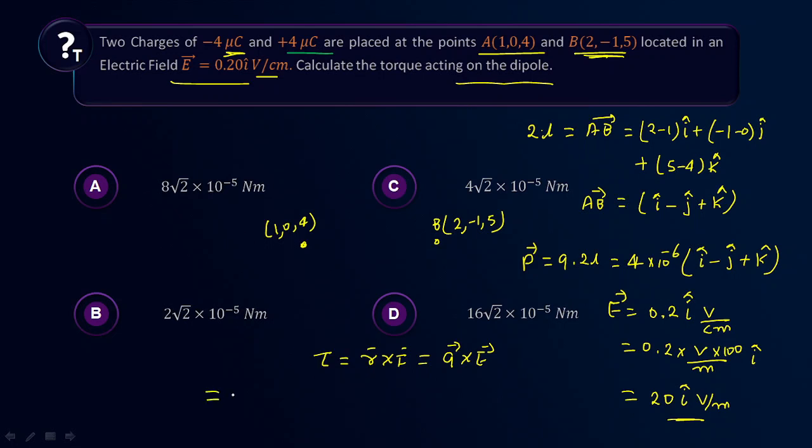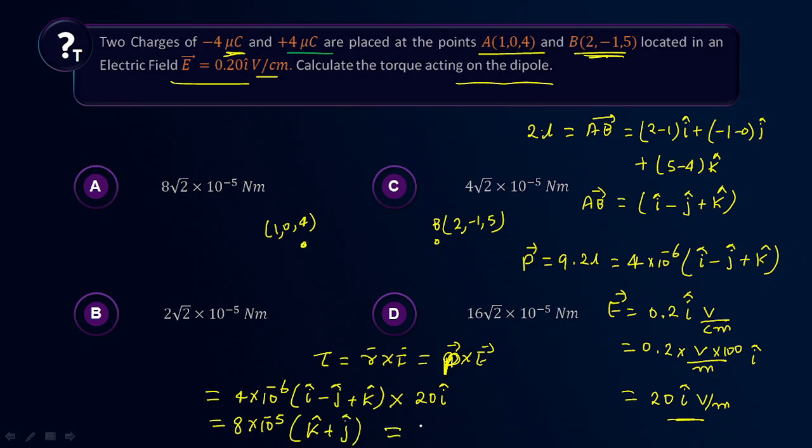So we can put the value. We have P cross E, where P is 4 into 10 to the power minus 6 into (i cap minus j cap plus k cap) cross E, and E is 20 i cap. So we can simplify. 20 and 4 into 10 to the power minus 6 we can multiply, that will be 8 into 10 to the power minus 5. i cross i is 0, minus j cross i is equal to k, and k cross i is j. Yes or no? All of you.